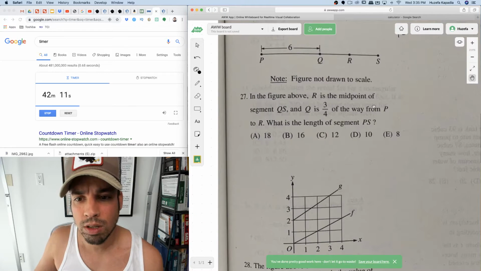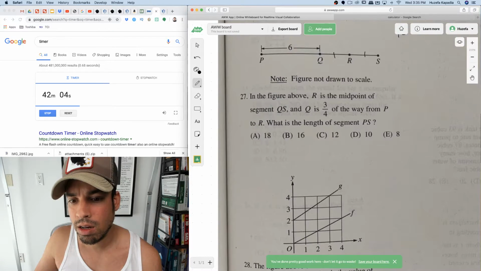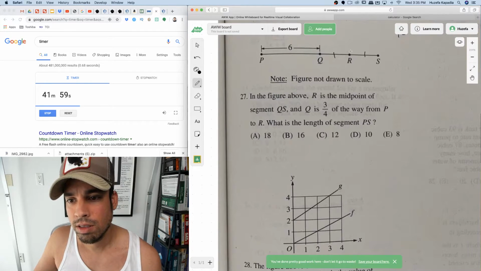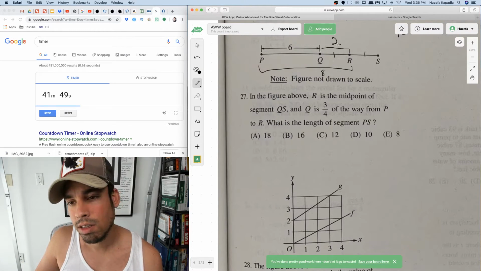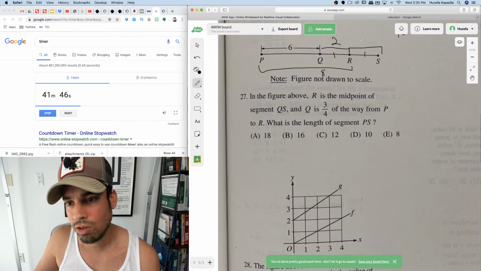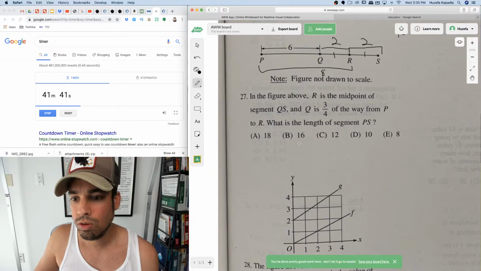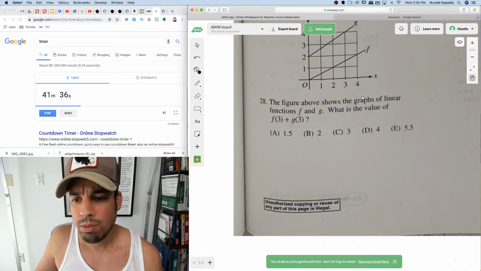Figure not drawn to scale. In the figure above, R is the midpoint of QS. So that means these two segments are equal. And Q is 3/4 of the way from P to R. That means this distance has to be 2, because if this is 3/4 of the way, if it's a total of 8 to R, right? 3/4 of 8 is 6, and then it's another 2. So if that's 2, this is also 2. And then what is the length of segment PS? I filled in everything. 6, 2, 2, it's 10. Boom, done.